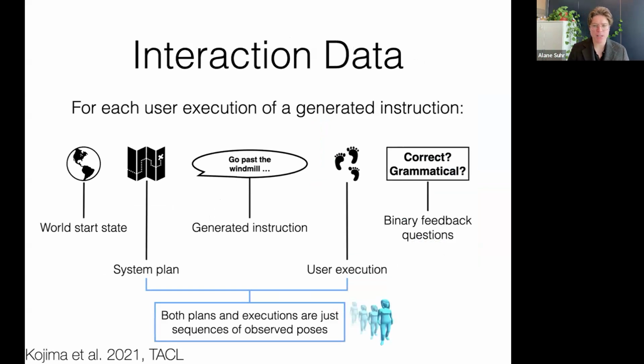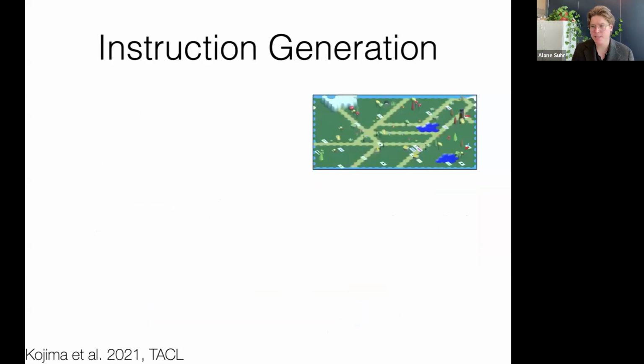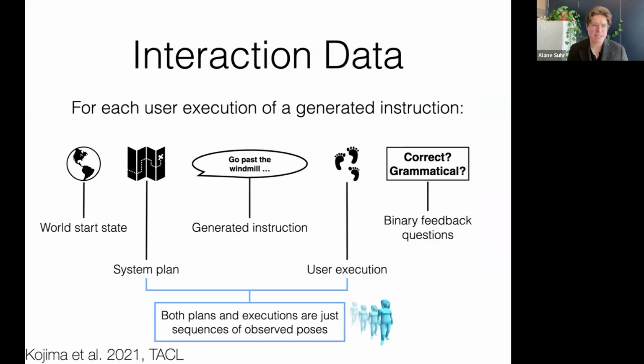When we deploy this model alongside people in interactions, we will have this initial world state, which is the image at the top right here. We will have the system's generated plan coming from the deterministic planner, the instruction that was sampled from our neural network, as well as the human's execution of that instruction as they followed it. This has the same data type as the system plan: basically sequences of the locations that the agent visited and the cards that it picked up. We'll also ask users after each instruction whether the instruction was correct with respect to what they actually did and whether it was grammatical.